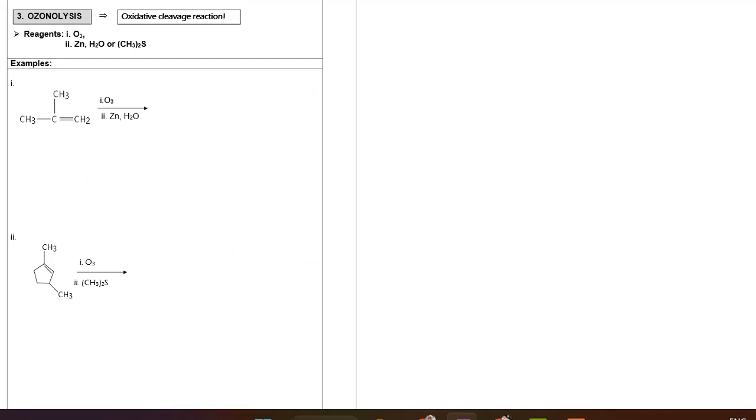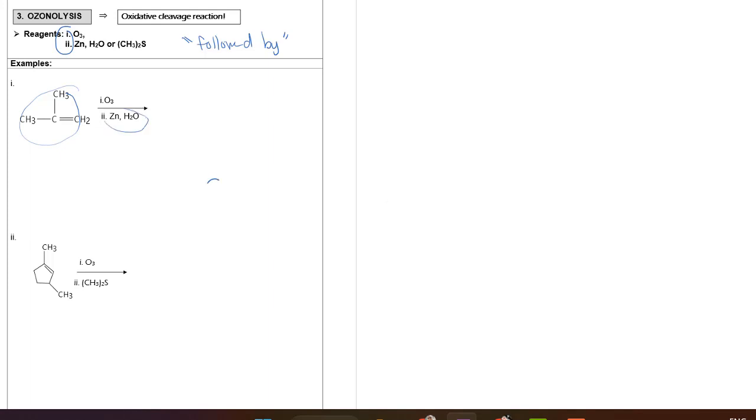Last is ozonolysis. Ozonolysis is a reaction with ozone followed by something. When you have the words followed by, you will have procedure 1 and 2. This molecule will react with ozone first, and after it finishes, then you will add on this one.